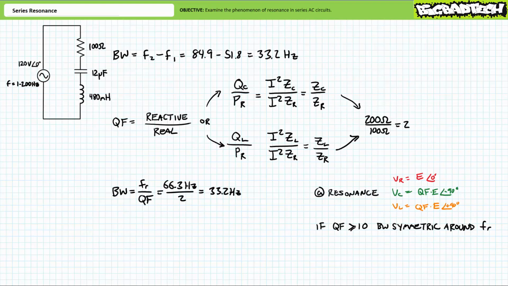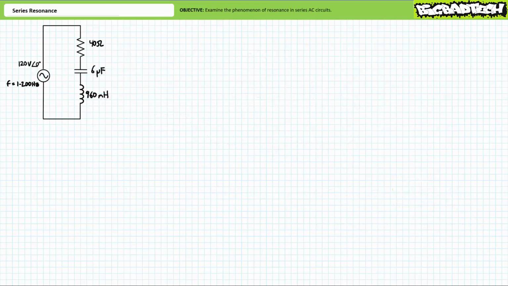This obviously wasn't true for our initial example. However, consider a series circuit employing a 40 ohm resistor, a smaller capacitor with a capacitance value of 6 microfarads, and a larger inductor with a value of 960 millihenries. Let's make this an illustrated example.